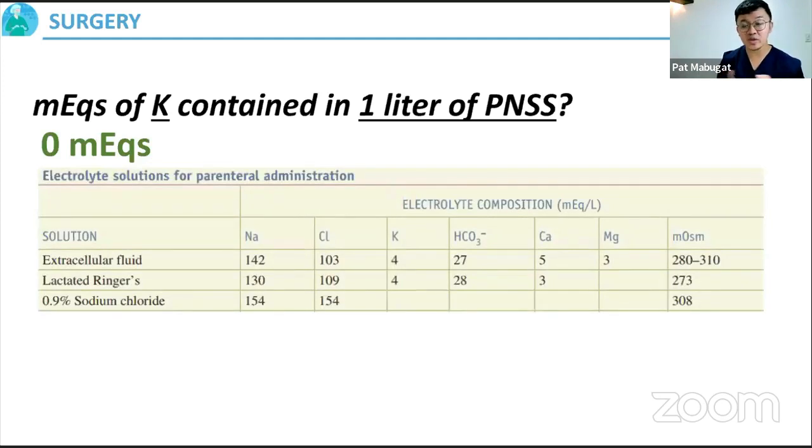This table showing the two most common crystalloids which we use in surgery, your LR and NSS, is compared against your ECF. As you can see, your LR is the one that most closely resembles your extracellular fluid. However, we have newer fluids which actually have almost the same content as your extracellular fluid. We have your osmolyte. But the point of this question is just showing you that NSS only has sodium and chloride and has 0 potassium. So don't get tricked. Plain NSS, 0 mEqs of potassium.